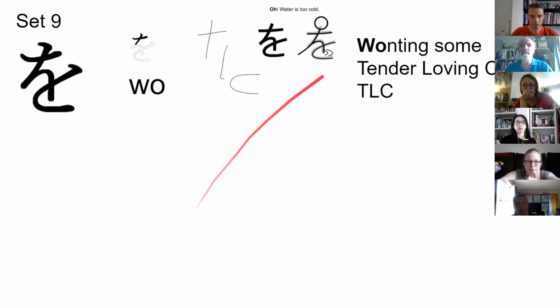Set 9. Okay, this is tricky, and we don't often use it a lot either. But let me just talk you through the two mnemonics, and then you can maybe choose the one that you want to do the most. The way that I originally learned this was to remember that everybody wants some tender, loving care, some TLC, and you can draw this as TLC.